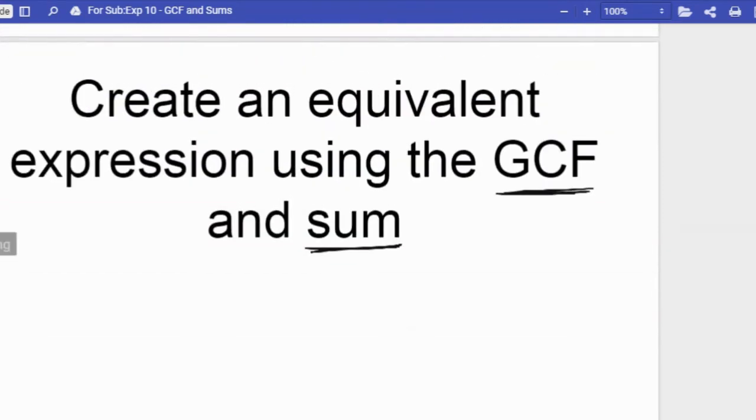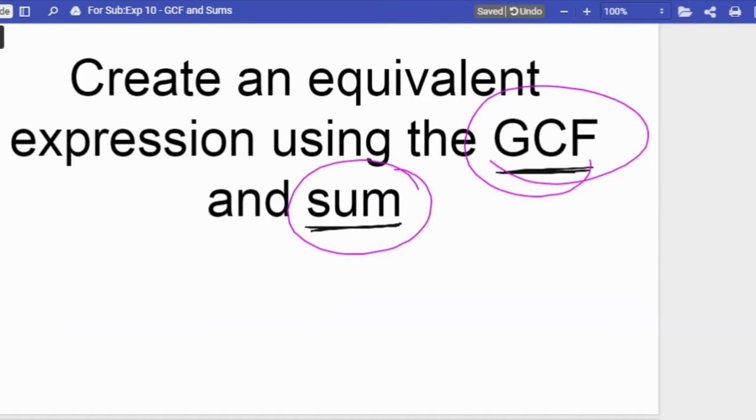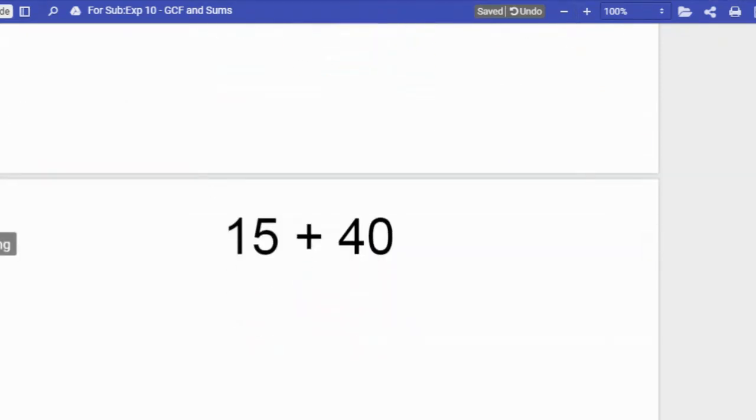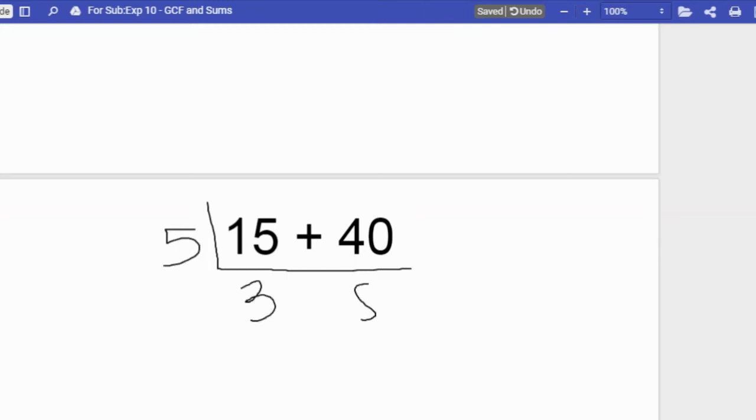Remember, we learn a lot more when we're able to actually do something than just hear it and see it. So the first thing we're going to do, because if you remember right here, it says the greatest common factor and then the sum. So the first thing we're going to do is what comes first, which is the greatest common factor. So we're going to take these two numbers and draw our ladder, because that's how we find the greatest common factor.